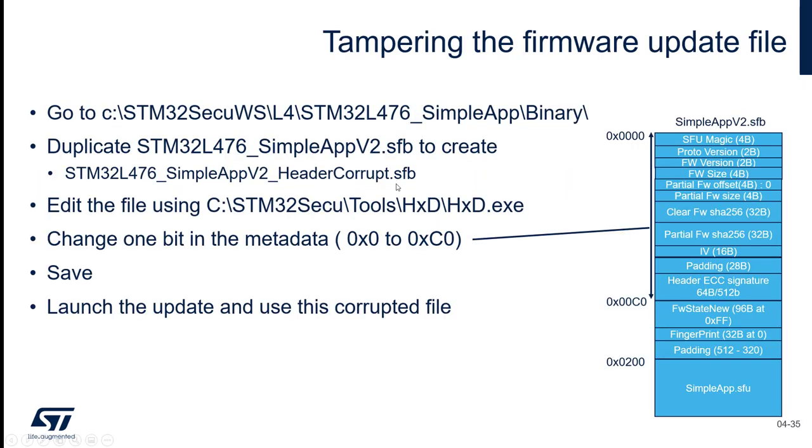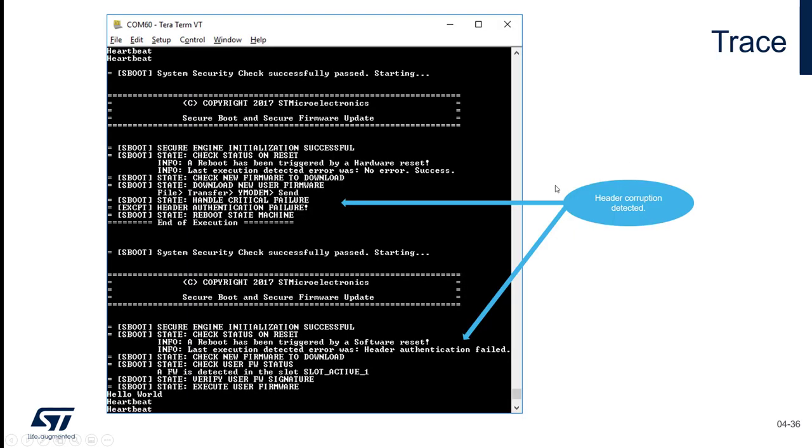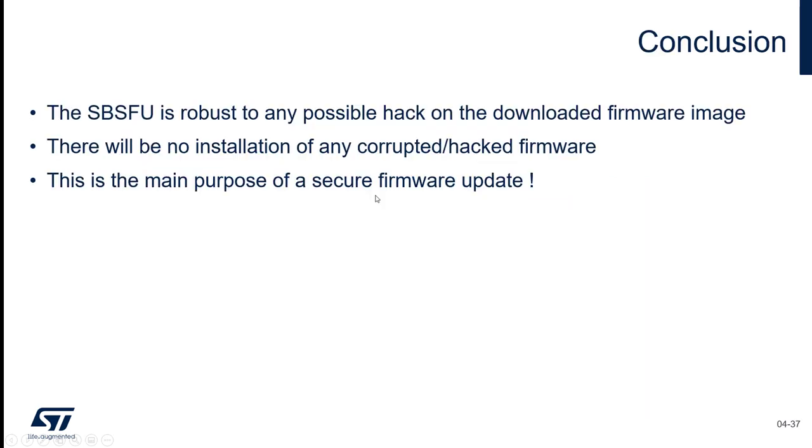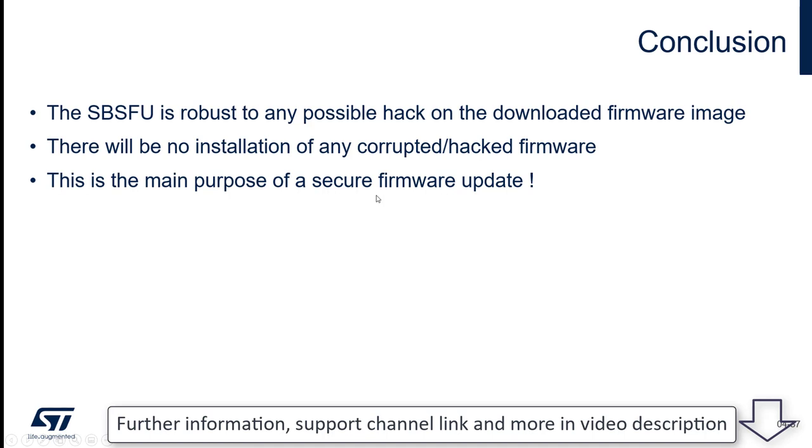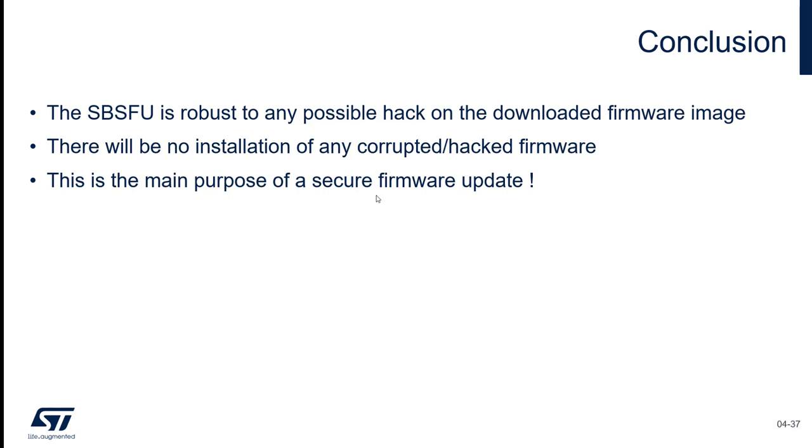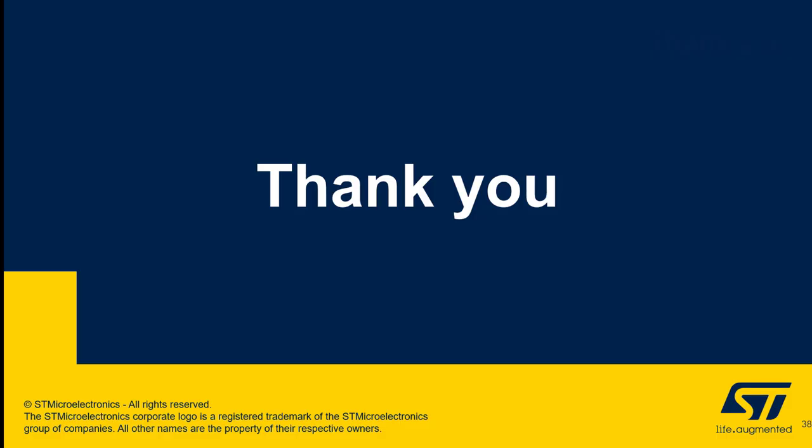So this is what we made. We have tampered inside the part that is signed. We just changed something here in the version. So header corruption detected. In conclusion, you can see that the update file that is transferred cannot be changed in any way. It will be directly detected by the SBSFU and will be rejected. This is the main purpose of the secure firmware update. Thank you for your attention.